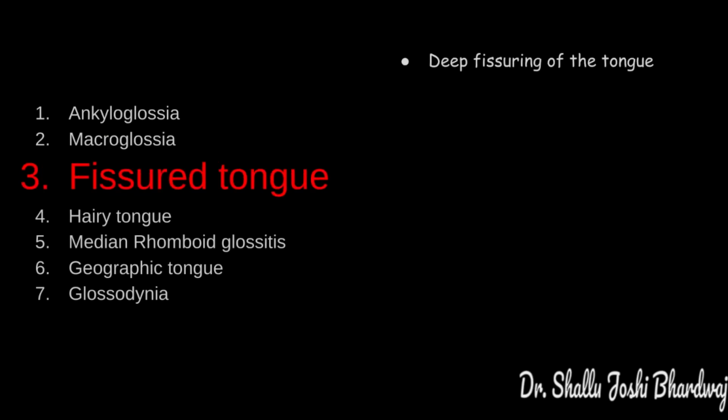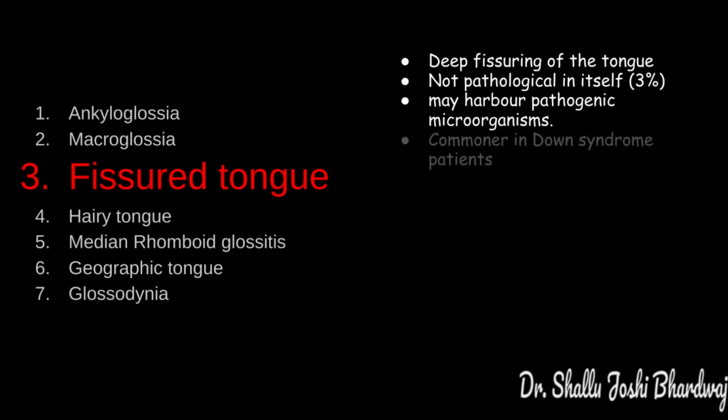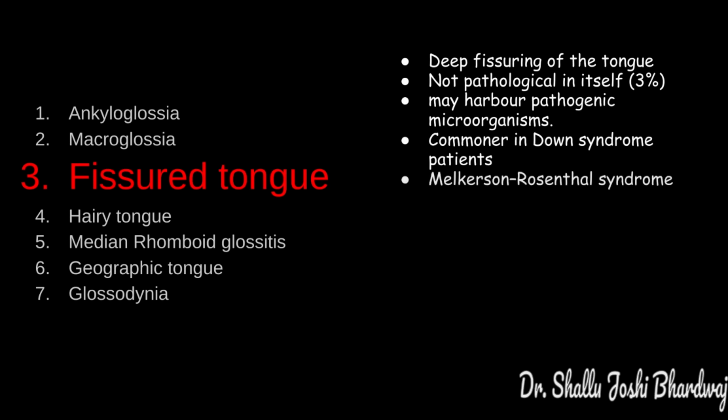Next is fissured tongue. So what happens is there is deep fissuring of the tongue. It's actually not pathological in itself. In up to 3% of the cases, it's very normal. But because the fissures are deep, they may harbor pathogenic organisms and give you symptoms. It's more common in Down syndrome patients than normal ones. And this is specifically associated with Melkersson-Rosenthal syndrome. We just said that macroglossia was seen in Beckwith-Wiedemann syndrome and fissured tongue is seen in Melkersson-Rosenthal syndrome.